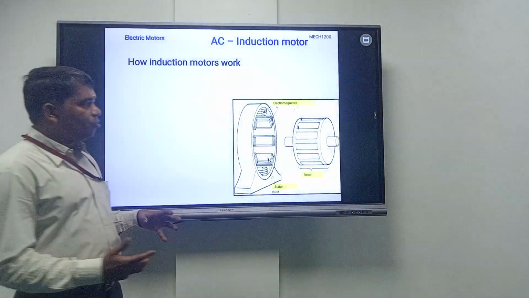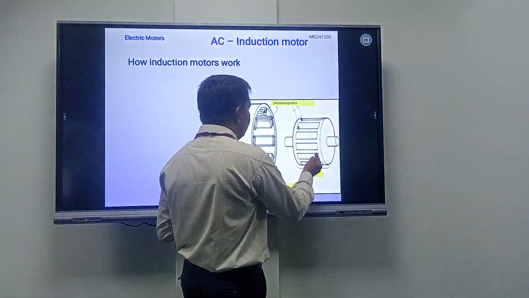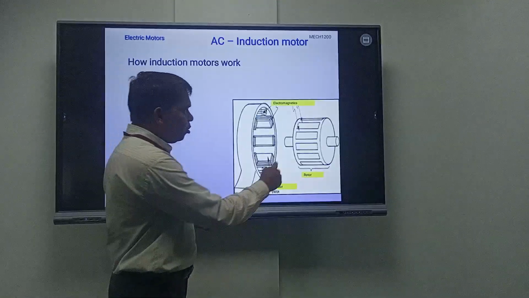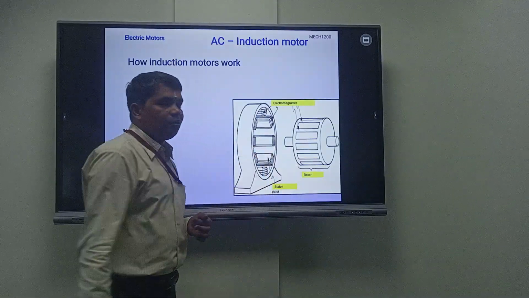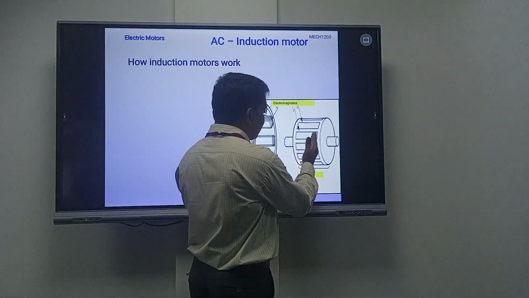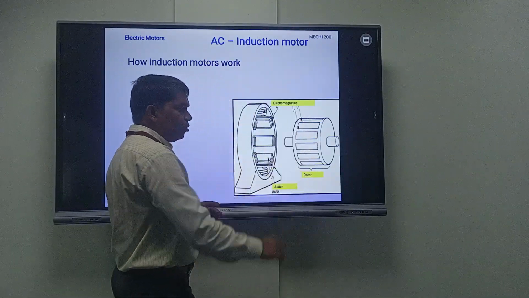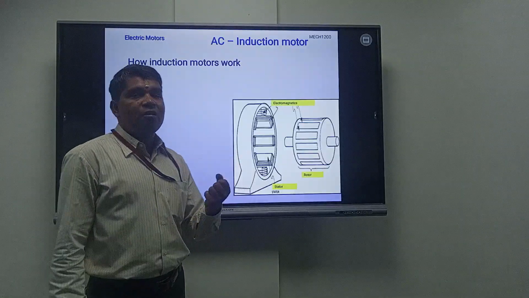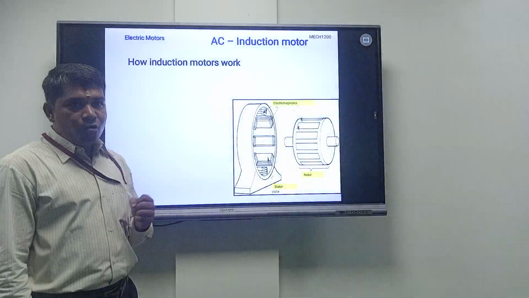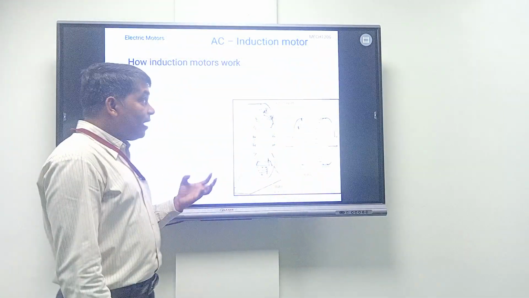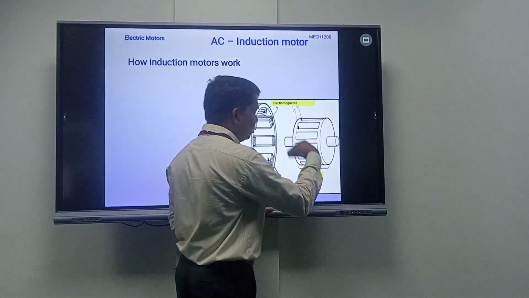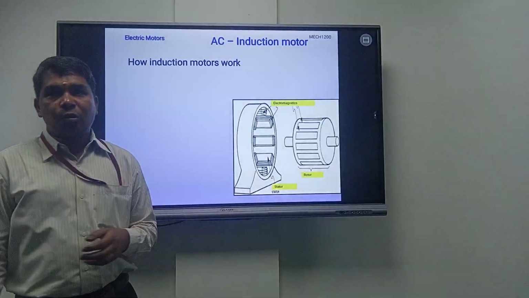So when the current flows in the rotor, there will be a magnetic field produced by the rotor current as well as the stator current. Due to the interaction of the magnetic flux of the rotor and stator, a force is experienced by the conductor. That force will make the rotor rotate. So the rotor will start to rotate.